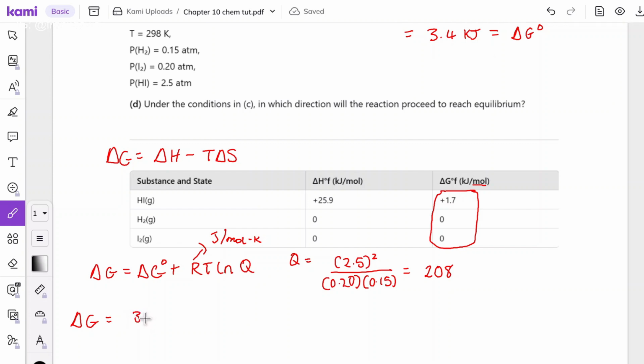So that becomes 3,400 joules plus 8.314 joules over moles times Kelvin. And we multiply this by the temperature given right here, 298 K, times ln of the Q, the 208 that we just found. 208, and we plug into the calculator to find the final answer.